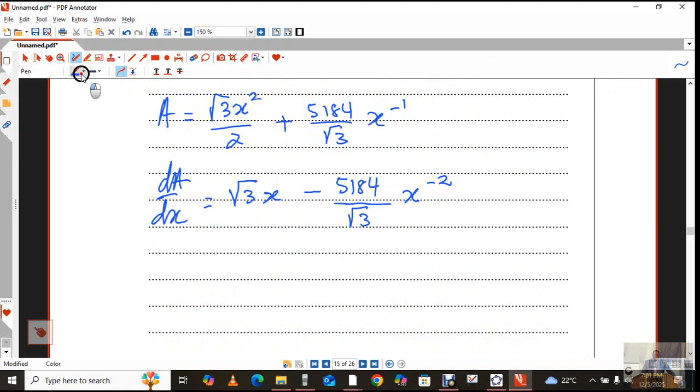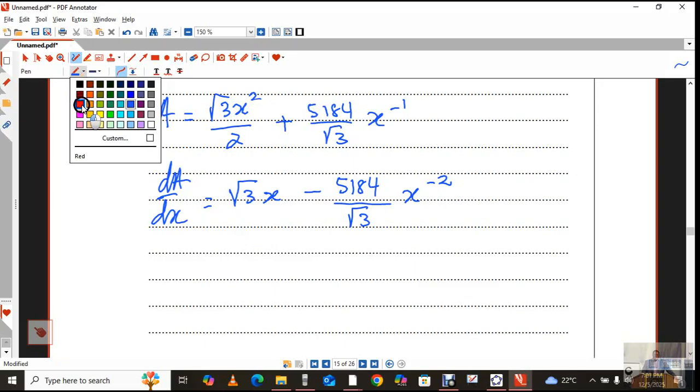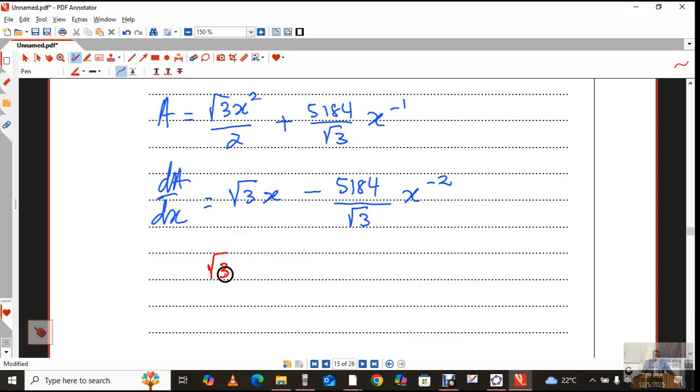Therefore, it's just a bit of algebra that you need to do. Calculus is done. So 5184 over root 3 x squared should equal 0. If you multiply both sides by this, root 3 times root 3 will just give you 3. X times that will give you x cubed, minus 5184 is equal to 0.